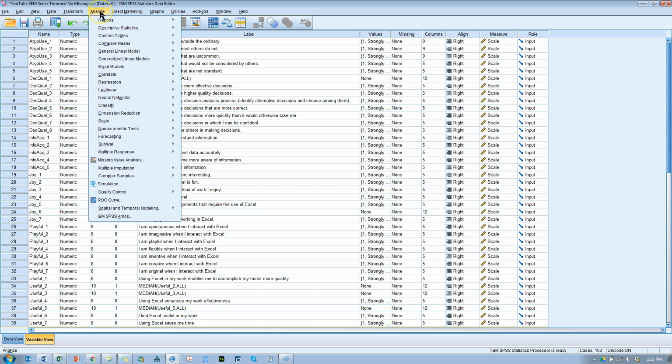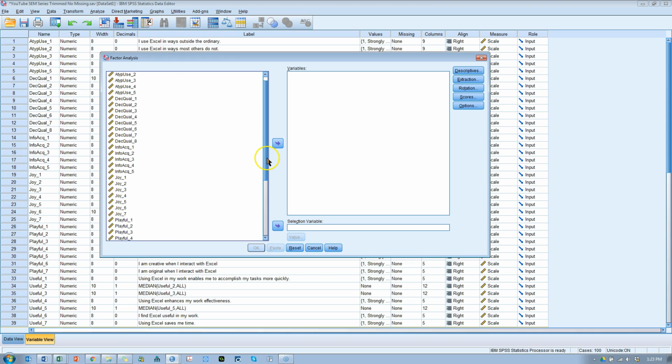I'm excited. I like factor analyses. So, analyze, dimension reduction, factor analysis. What are we going to stick in there? We're going to start with everything. Throw it all in there, all the reflective latent measures.